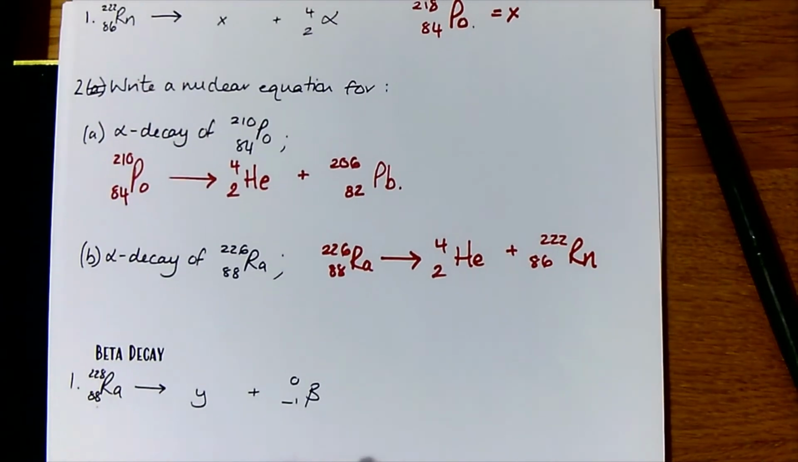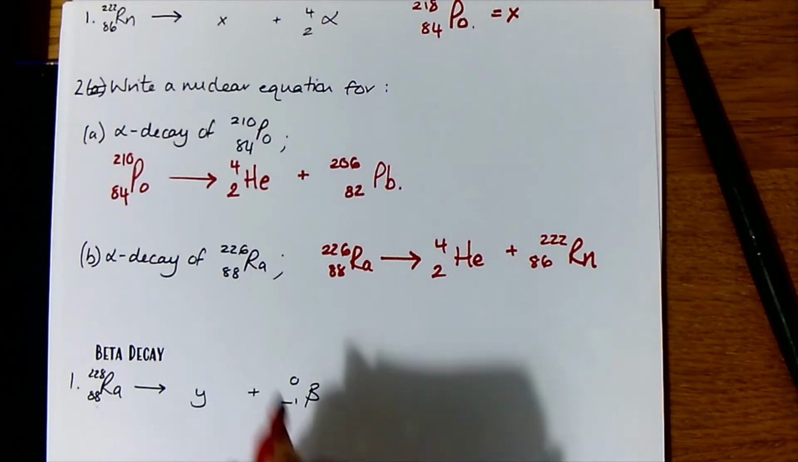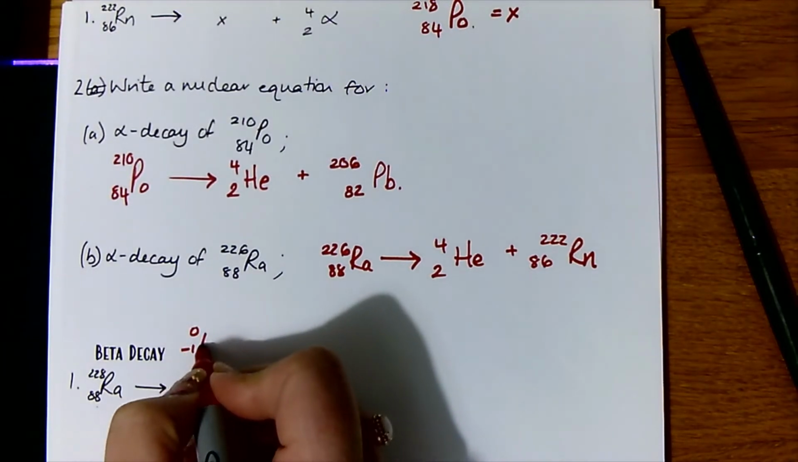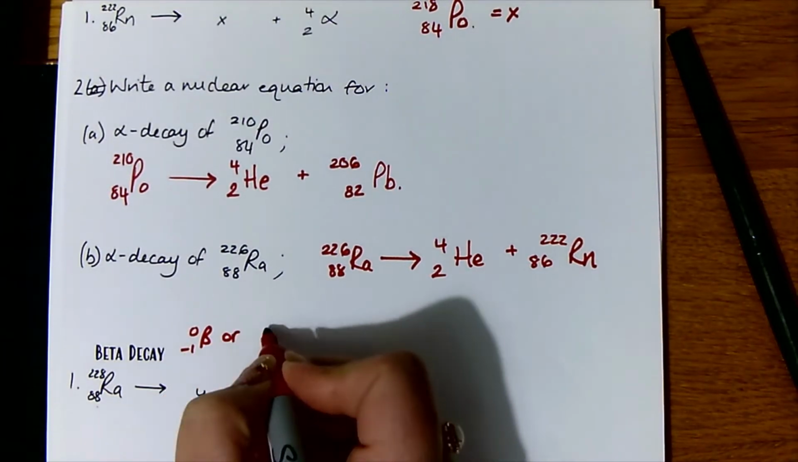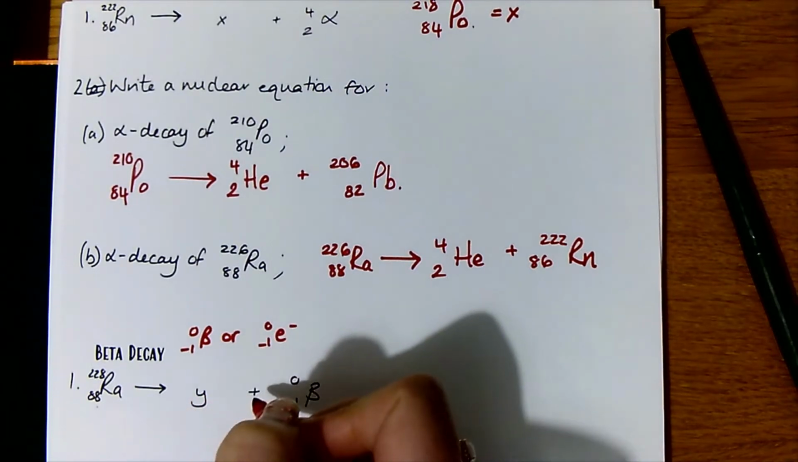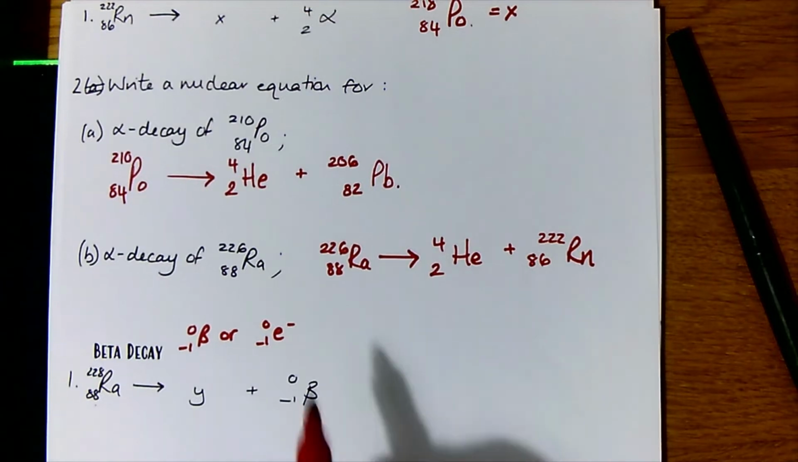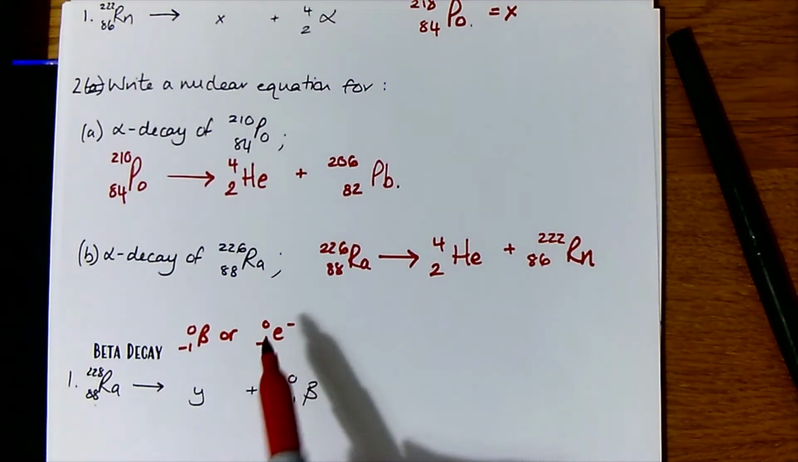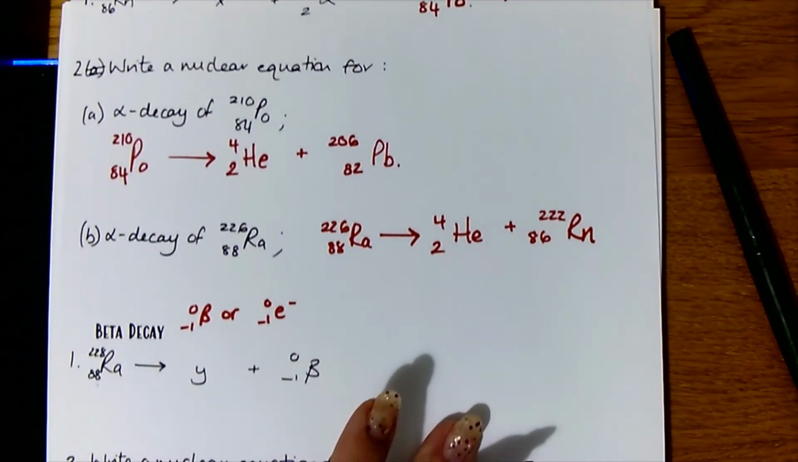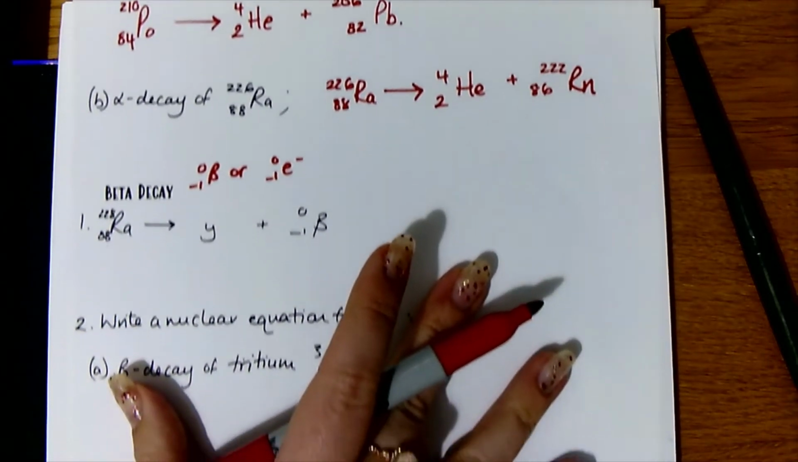Let's move on and have a look at beta decay. Now, as a result of beta decay, the atomic number of the nucleus will increase by 1 and the mass number remains the same. So here we've got some examples.